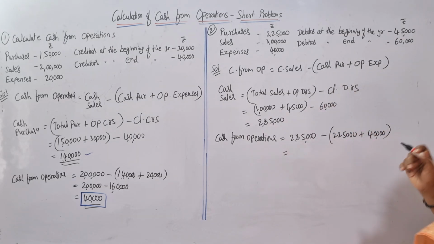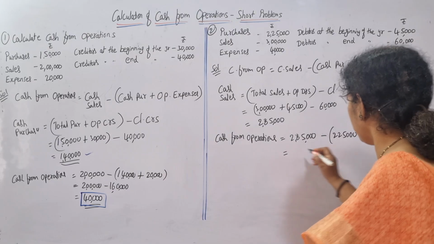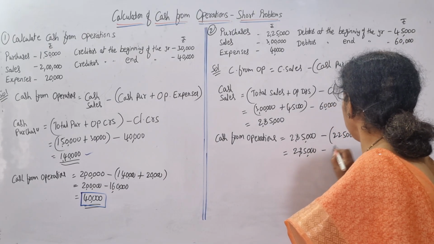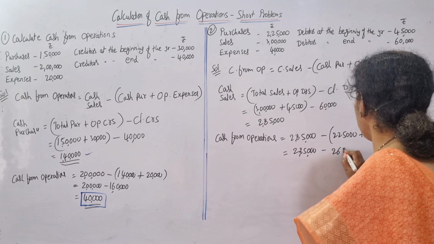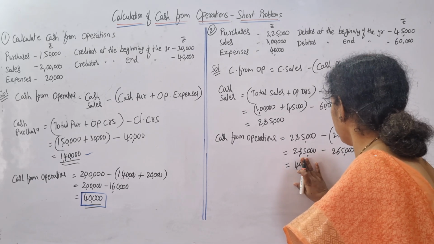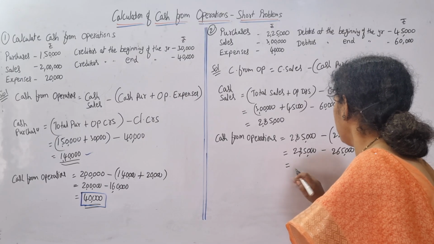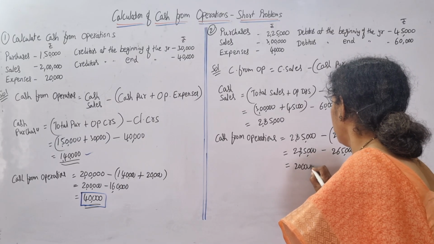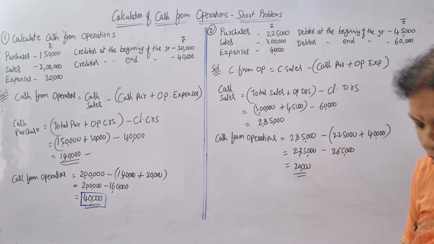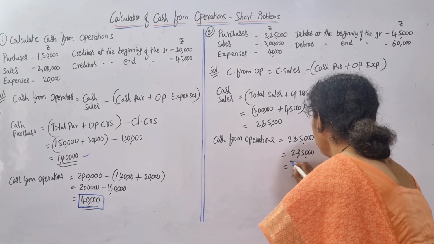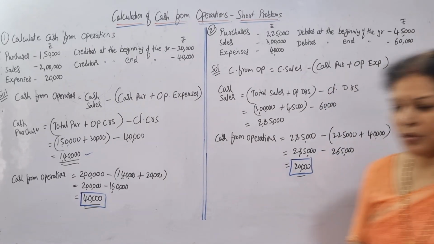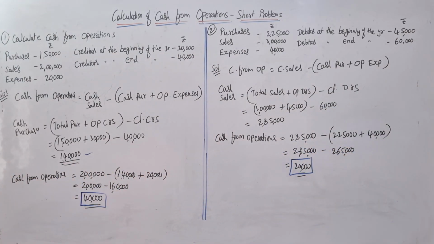2,85,000 minus 2,65,000 comes to 20,000. What is this 20,000? 20,000 is the cash from operations. Clear? Want to take a screenshot? Yes, you can.